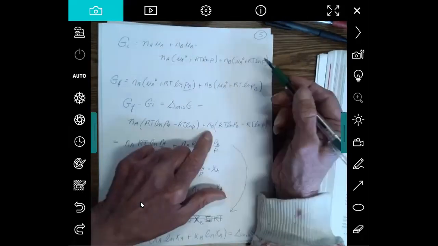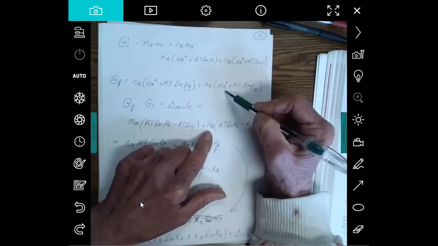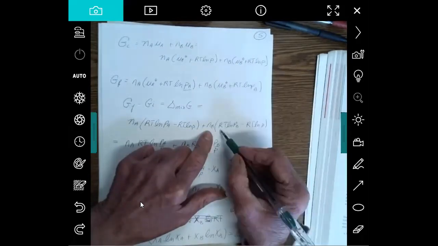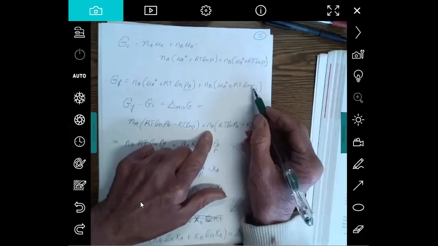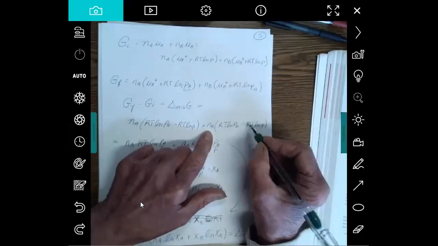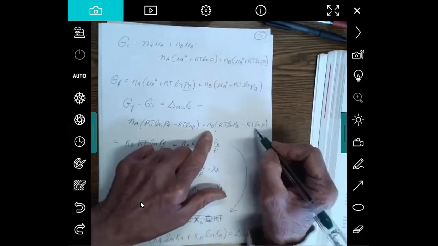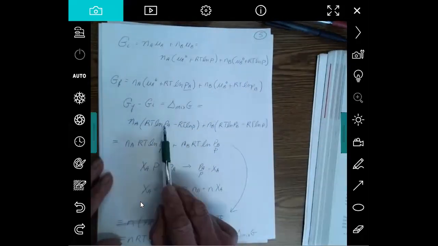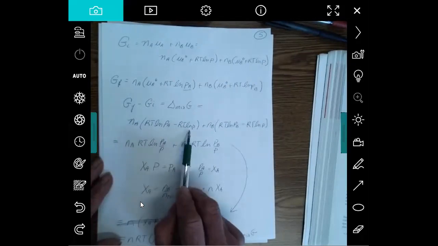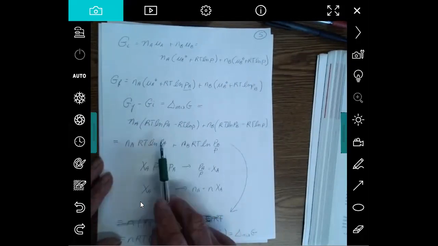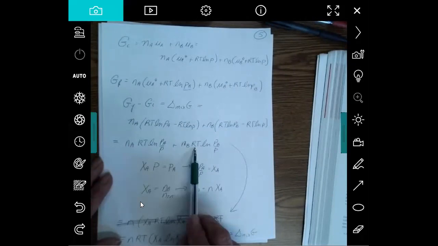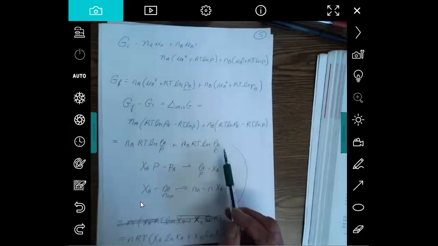Same thing will be true for B. The chemical potential at 1 bar is going to cancel, this term minus this term, but then the second term will be RT ln of the partial pressure of B in the mixture minus where it started, RT ln of the total pressure. So I can just group these. Ln of X minus Ln of Y is equal to Ln of X over Y. So now we have the number of moles of A, RT ln of PA over P, plus NB RT ln of PB over P.